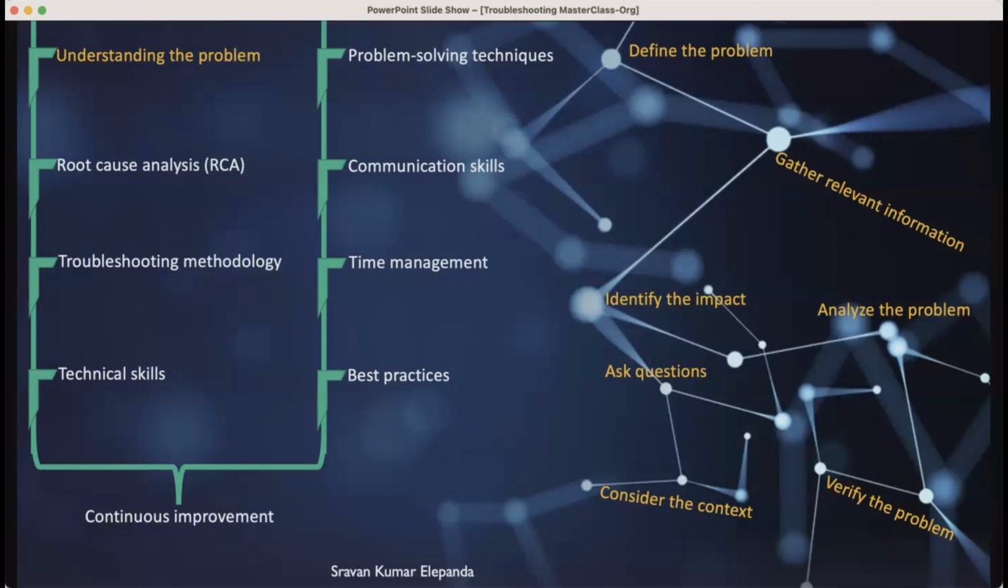Then ask questions. This is another important step. You might have asked questions while gathering the relevant information. Gathering information will put you on the spot, but the preliminary information you can collect will also have certain limitations. If you get all the answers by gathering the information itself, that's very good. But in most cases, until you have the proper questions in place, you might not get the relevant information. So that's why you need to really ask questions.